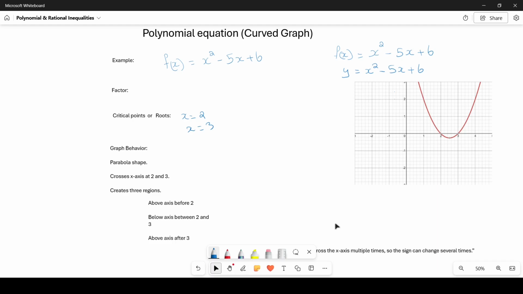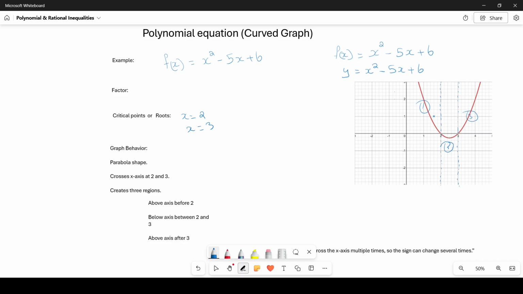See, this is the important thing. Which are the three regions here? One is above the axis before 2. Another is below the axis between 2 and 3. Then the third is above the axis after 3. So one region is here, this is the second region, and this is the third region.